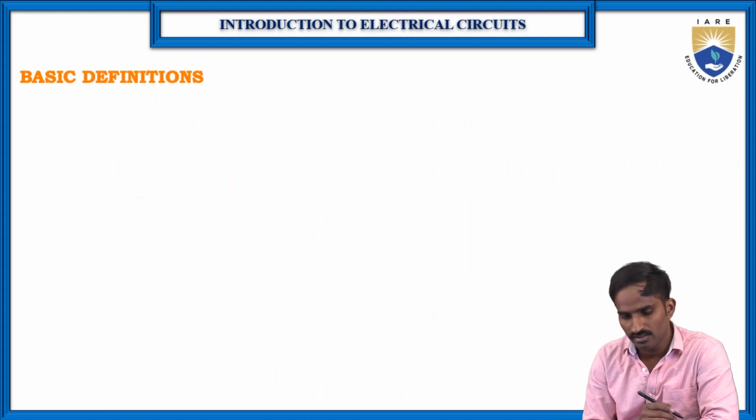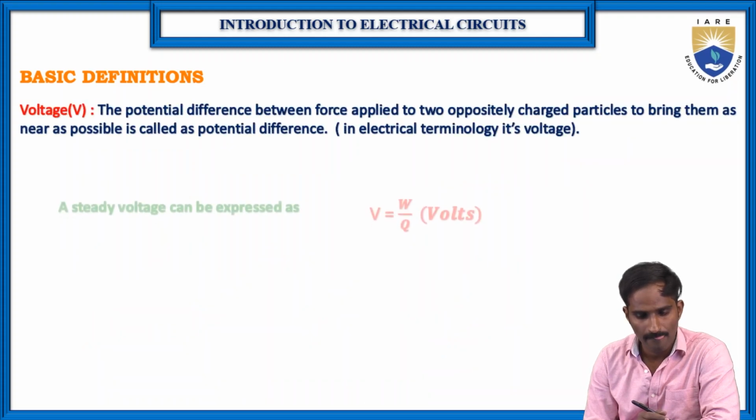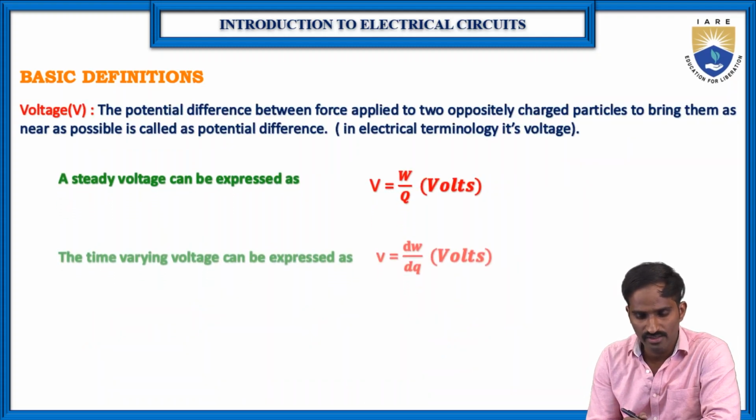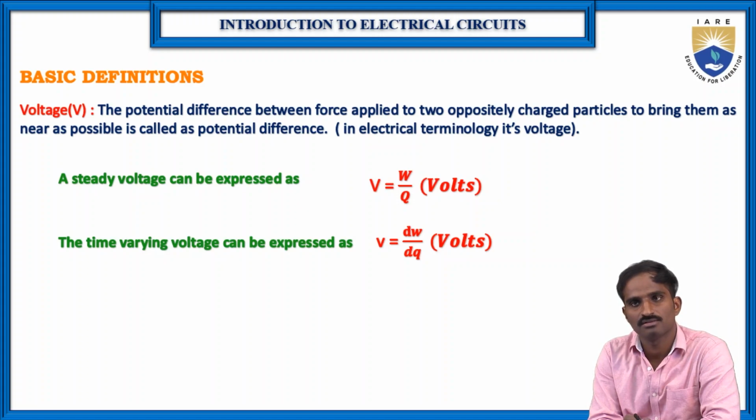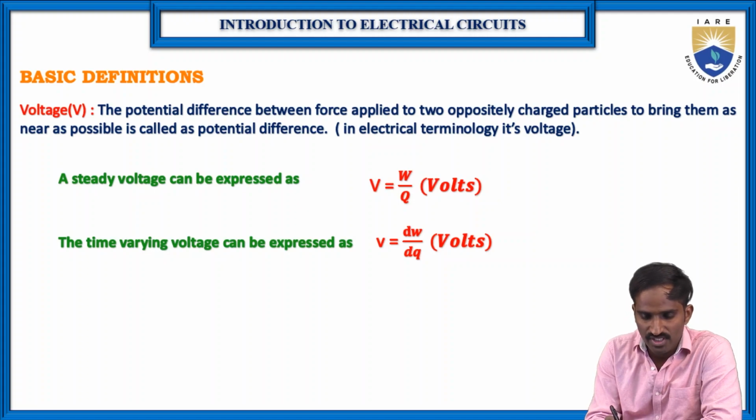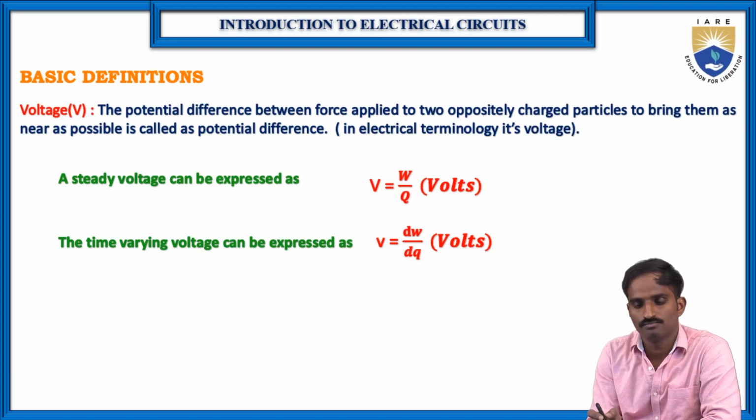Okay, right. Then, as I told you, there are so many definitions here. Another definition for the voltage is the potential difference: the work done by the force applied to two oppositely charged particles to bring them as near as possible is called the potential difference. So V is equal to W by Q, which is represented in volts.